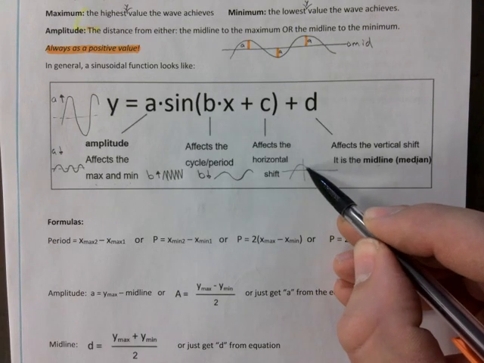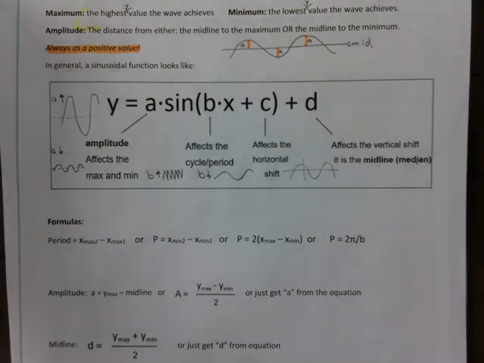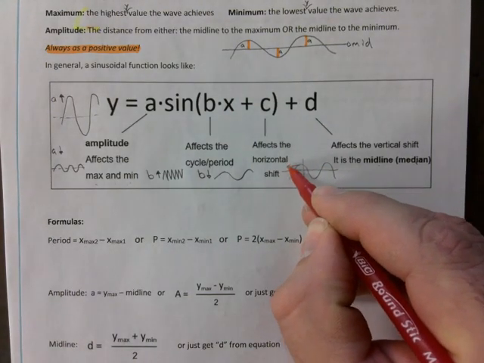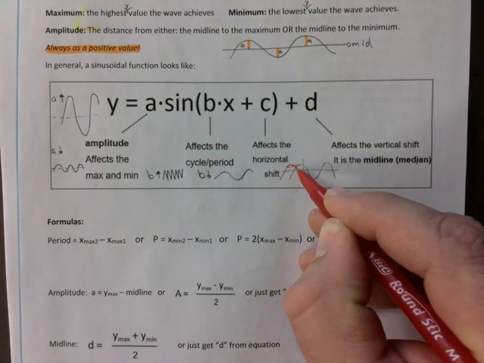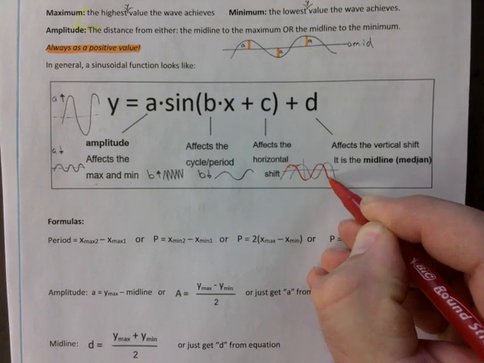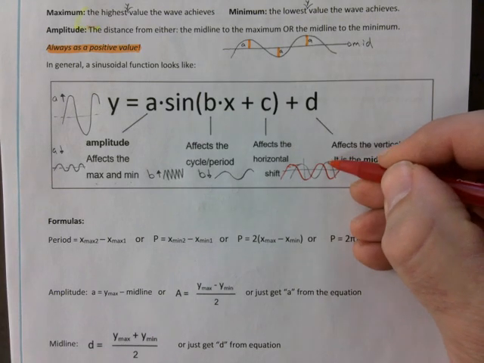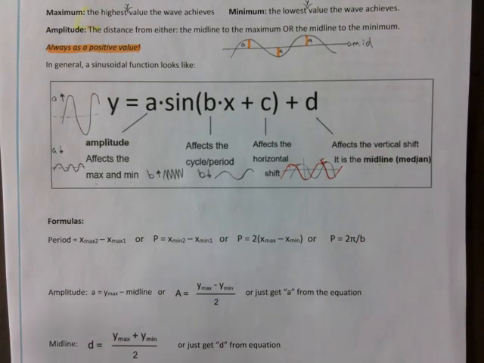I do one curve like this, and then I use a different color and show you that if you change it, it shifts. Everything gets moved either right or left, depending on what you're doing.